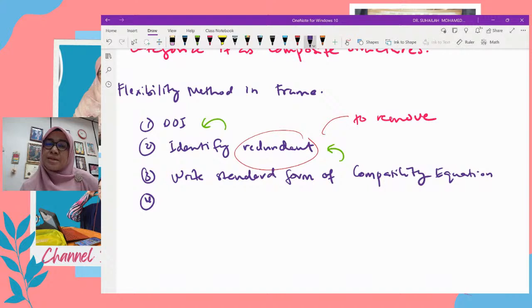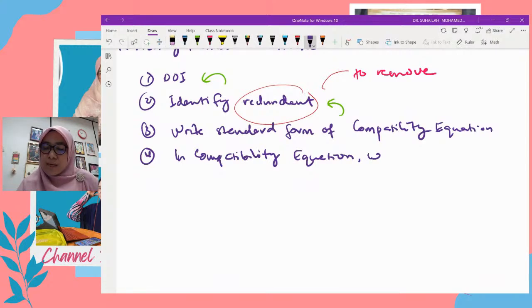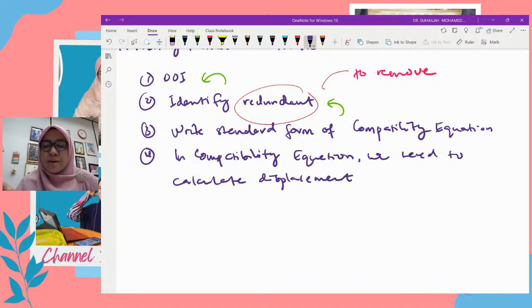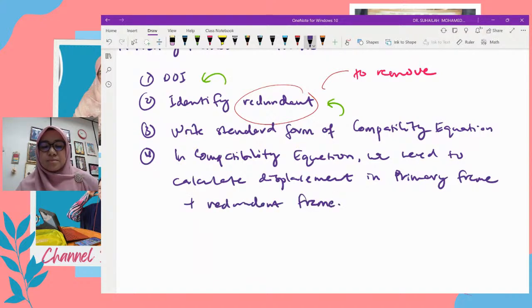In the compatibility equation, we need to calculate displacement in the primary frame and in the redundant frame.